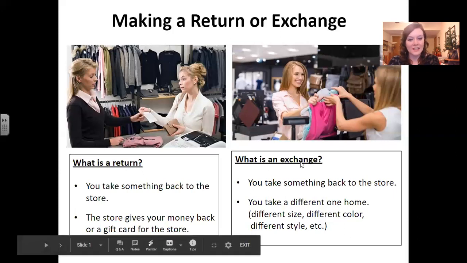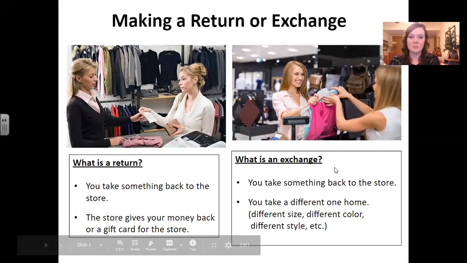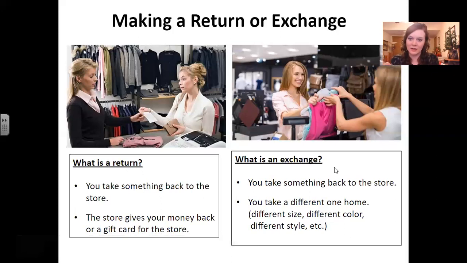What is an exchange? An exchange means you take something back to the store, but you don't want your money back. You want to take a different one home. Maybe a different size, a different color, a different style, etc. So a return means you take something back and you get your money back. An exchange means you take something back and then you take a different one home with you. Let's look at some examples to help us understand what this means.